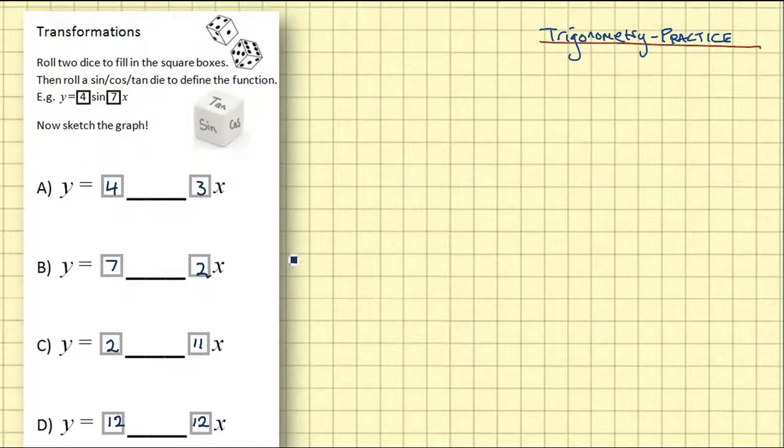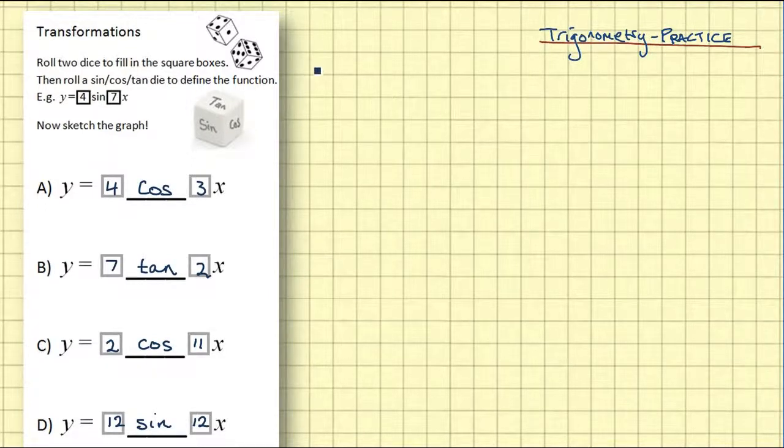Now I've got my little tan, sine, cosine dice with some stickers on each side. And so that's cosine. Next one's going to be what? Tan. Okay, so tangent. And I'm hoping for something new here. Oh well, no, I've got cosine again. And finally, well, I don't want cosine again. Let's have another roll. Sine. Yeah, okay, very good. There we go. So there's my randomly generated functions.